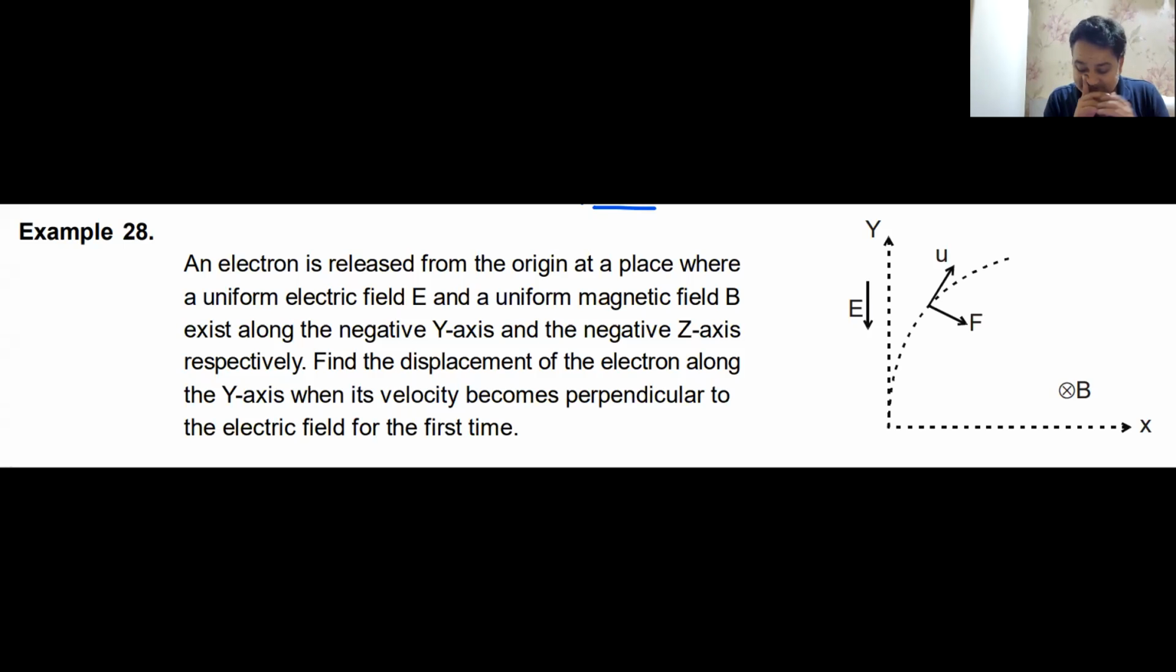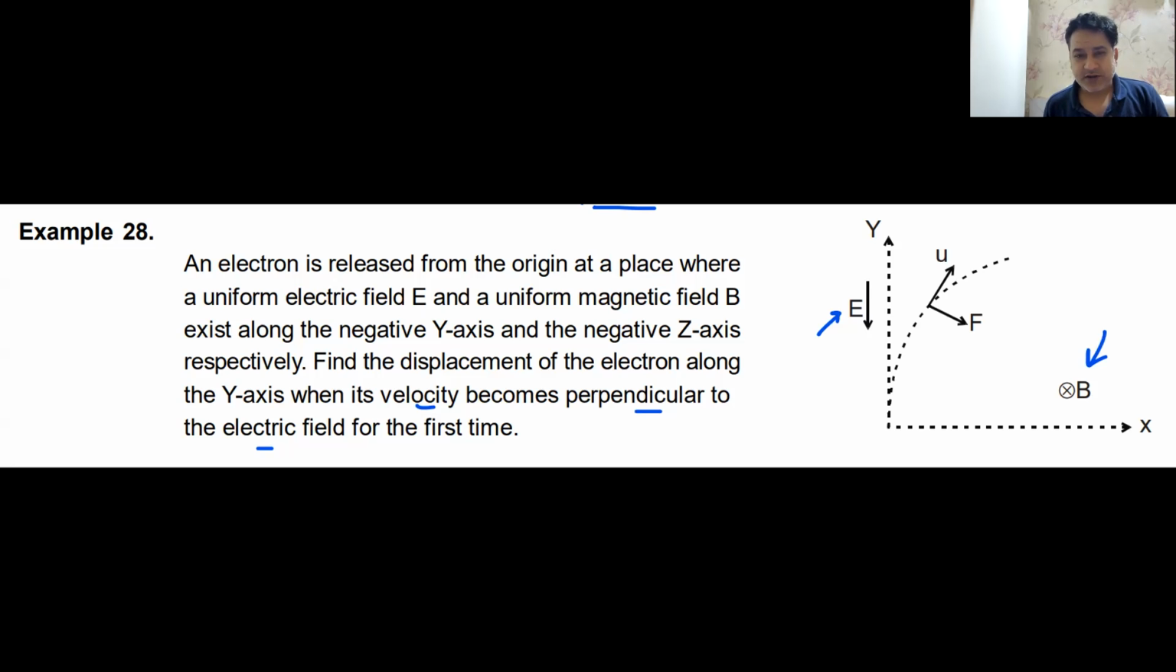We move on to this question where an electron is released from the origin at a place where a uniform electric field E and a uniform magnetic field exist. Electric field is along the negative y-axis and magnetic field is along the negative z-axis. Find the displacement of the electron along the y-axis when its velocity becomes perpendicular to the electric field for the first time.